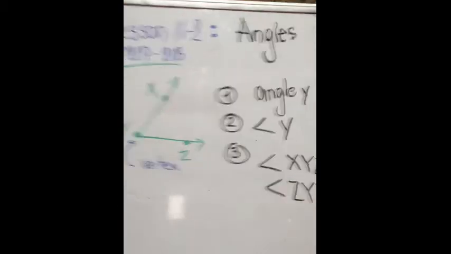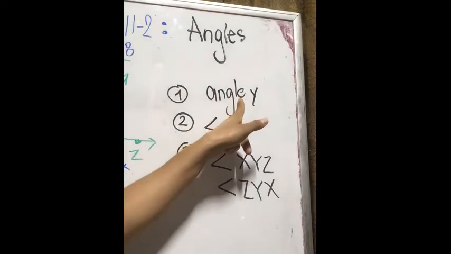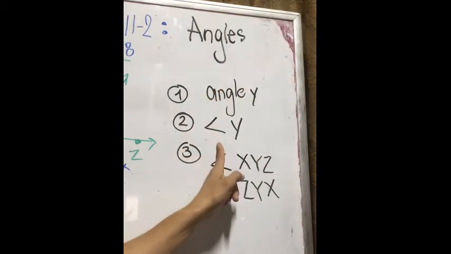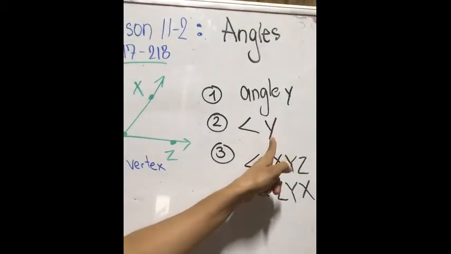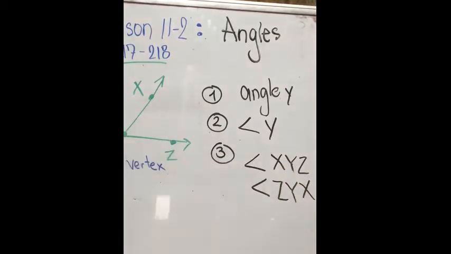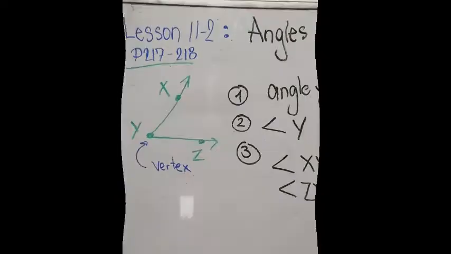Okay, let's see it again. There are three different forms to name an angle: using words, angle and the vertex; using a symbol and the vertex; and using a symbol and the three different points that make up the angle. Okay, and that's how to name an angle.